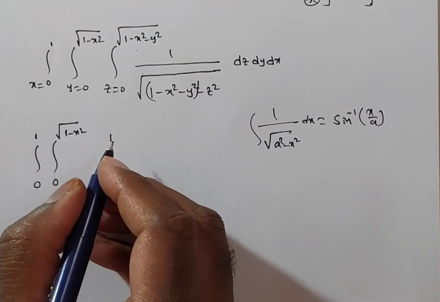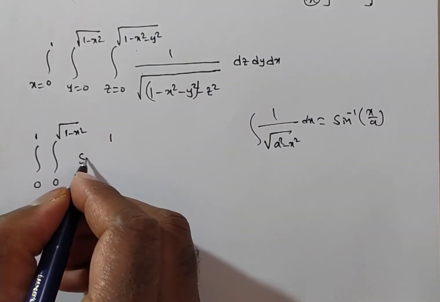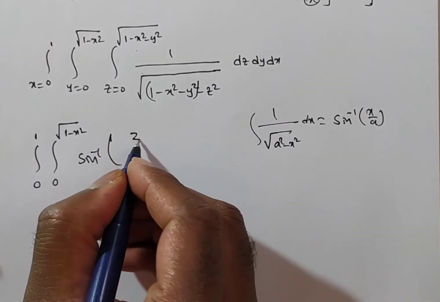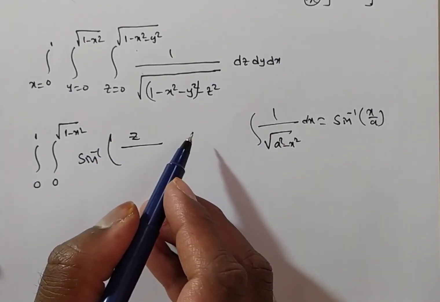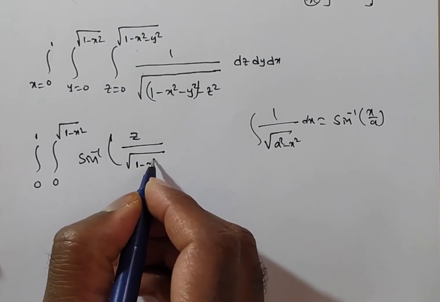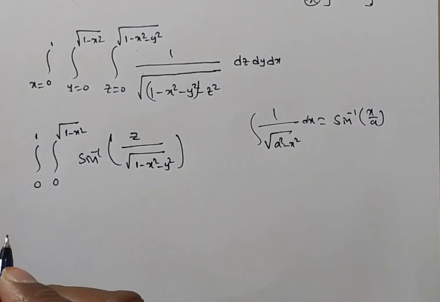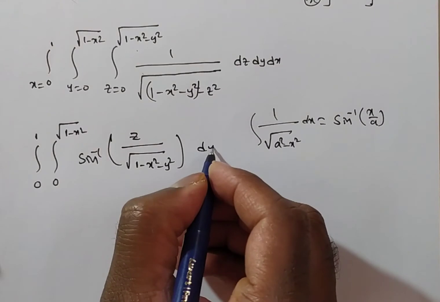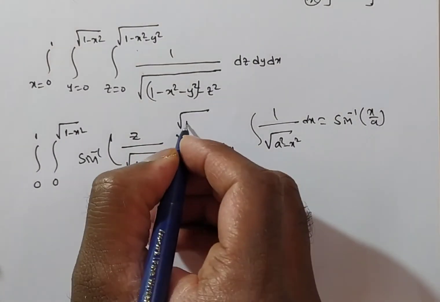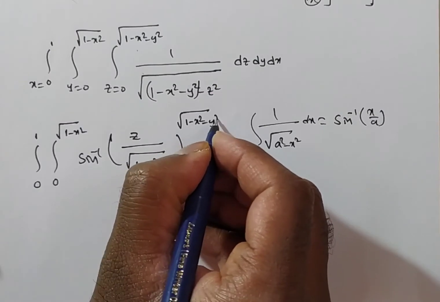Now 1 by, what is the solution for this? Sin inverse of x by a, that is the formula. So sin inverse of x, what is x here? You have z by a. What is a? A square is this one, then a is the square root of 1 minus x square minus y square, into dy dx.